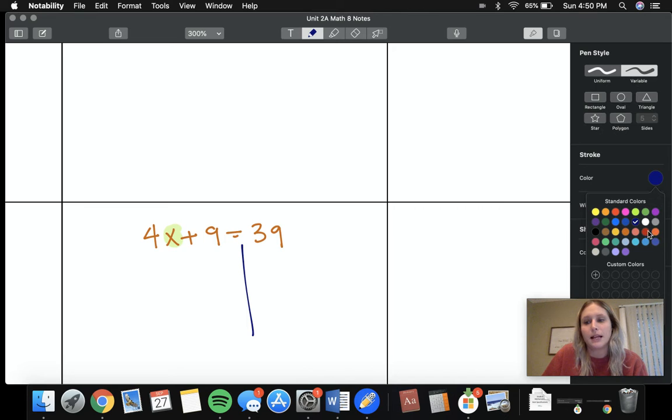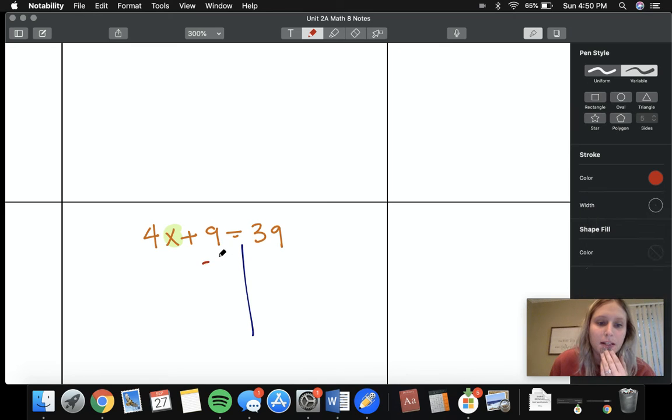Okay, so we have 4x plus 9. So we need to get rid of the plus 9 first, so we know how much the 4x's are equal to. So the opposite of a positive 9 would be a negative 9. Positive, negative makes it 0.